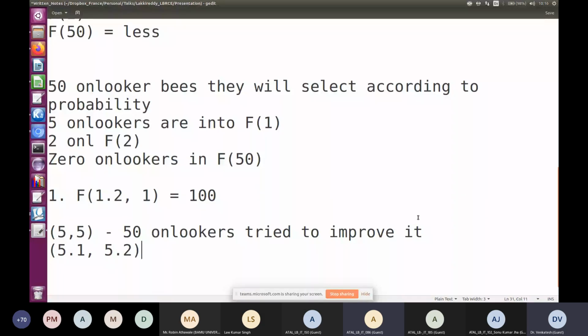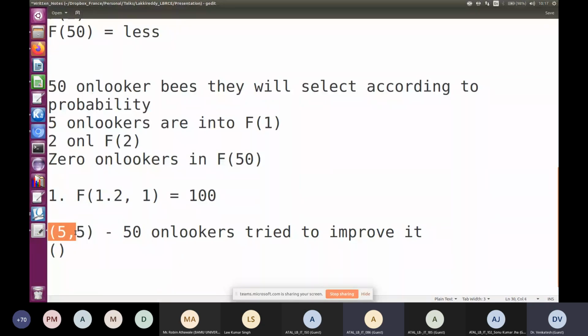Let us say 50 onlookers try to improve it. So you can think of 50 combinations of these xy coordinates. If even after 50 attempts it is not improving, then what happens? This 5 5 is simply replaced by random coordinates. It will simply generate the coordinates randomly for this one, because we are not able to improve this solution for 50 times continuously.